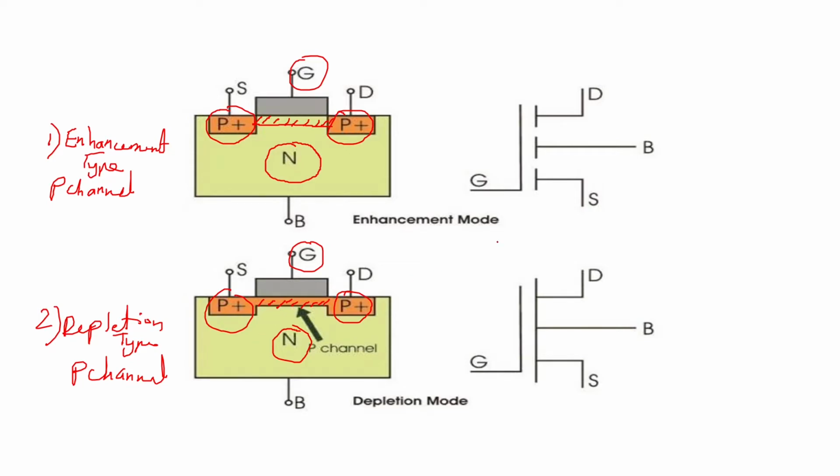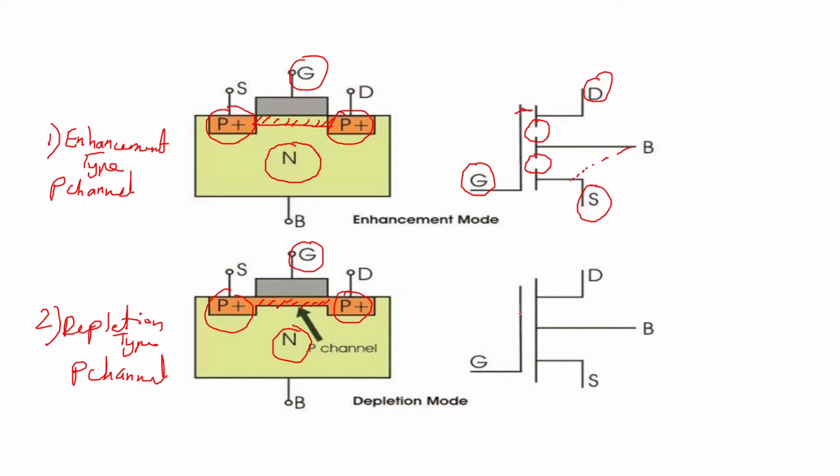And that is shown in the symbol here. Because the channel is not there, this part is shown as broken. Even here you can see this part is shown as broken. This gap is shown because the gate is insulated. This is the gate terminal. The top one is shown as drain, the bottom one is shown as source, and this is the body, which will be internally connected to source.